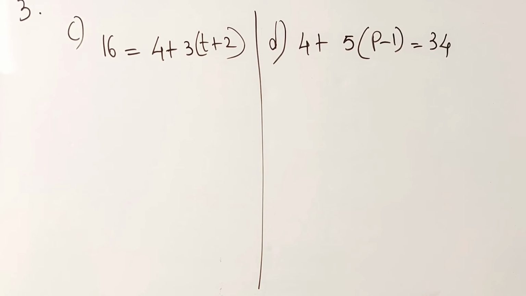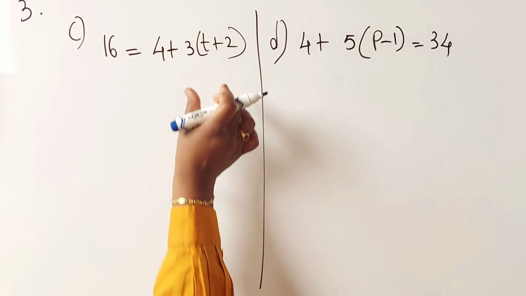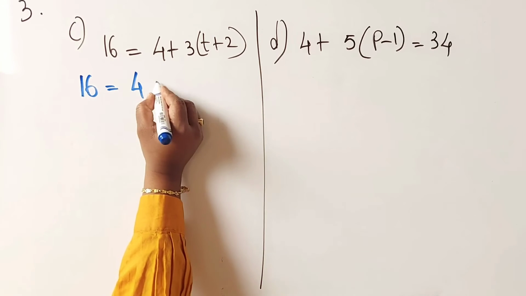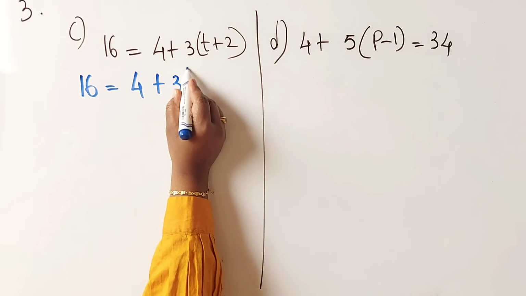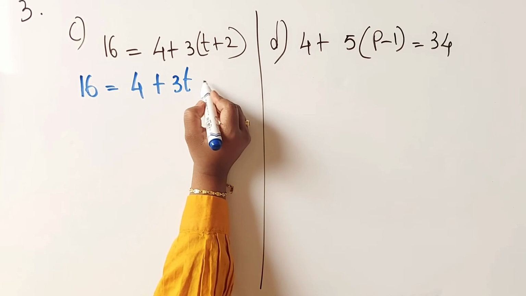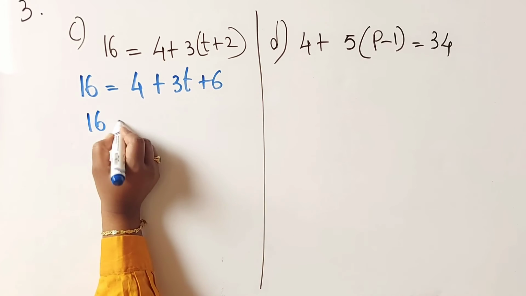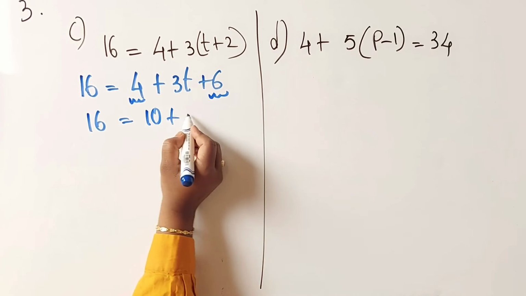Question C, children. 16 equal to 4 plus 3 of t plus 2. Right? First we'll remove the brackets. So 16 equal to 4 plus, now we have to multiply with 3. 3 into t, 3t, 3 into 2, 6, plus 6. Right, children? Now 16 equal to 4 plus 6 is here. That means 10 plus 3t.